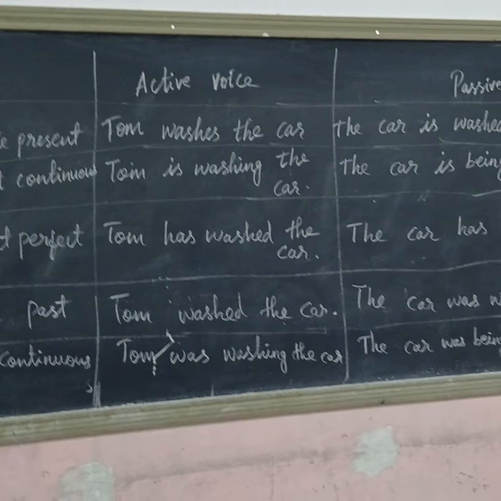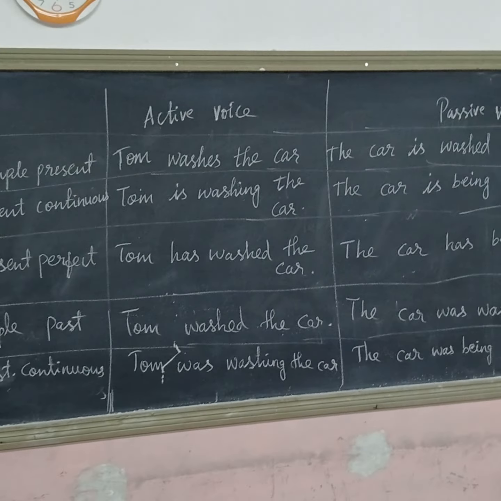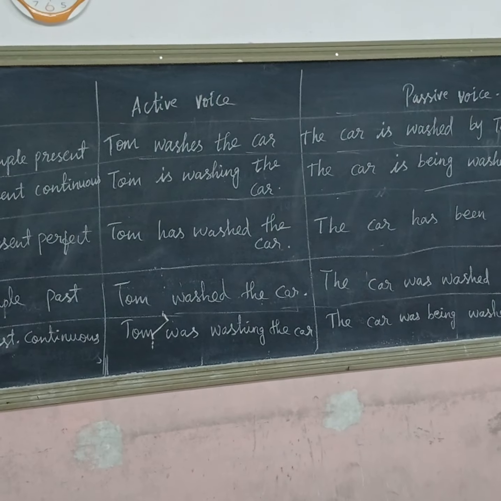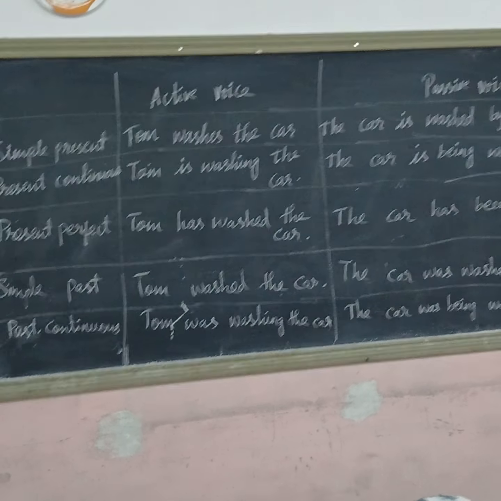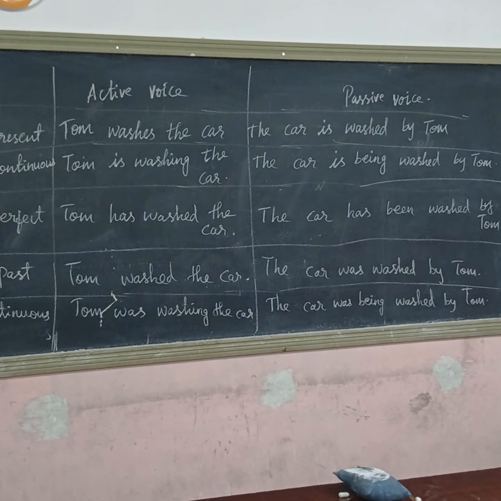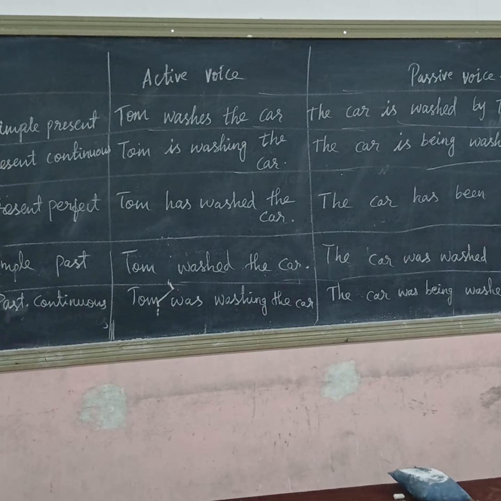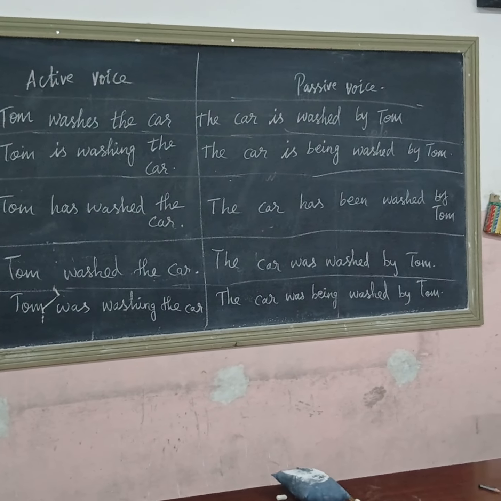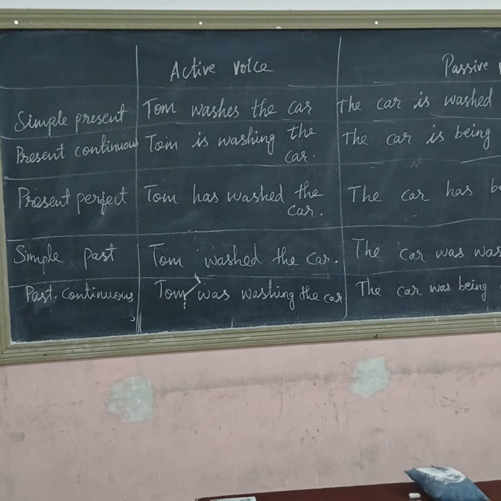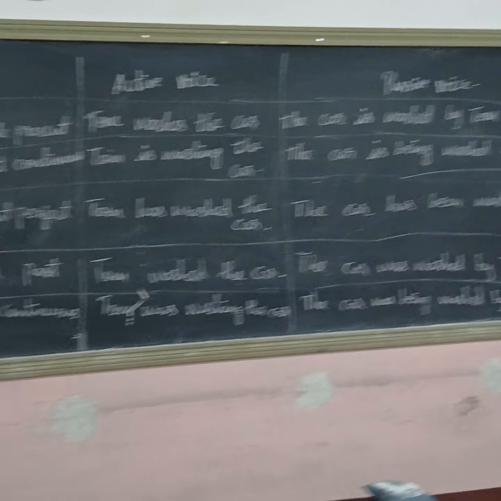So once again I read. I don't know whether you will see the images clearly or not. I will just show you. Try to zoom and see it. So first sentence, simple present tense. Tom washes the car. When you change this into passive voice, the car is washed by Tom. And present continuous. Tom is washing the car. The car is being washed by Tom. Present perfect. Tom has washed the car. The car has been washed by Tom.